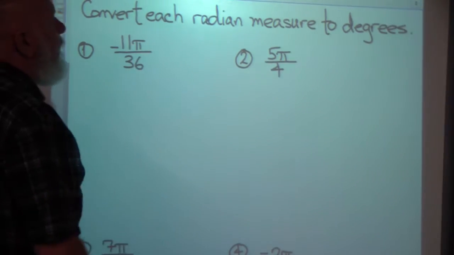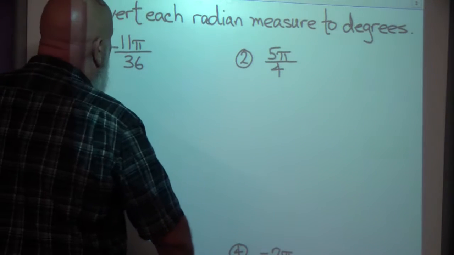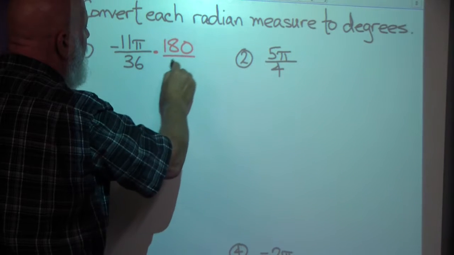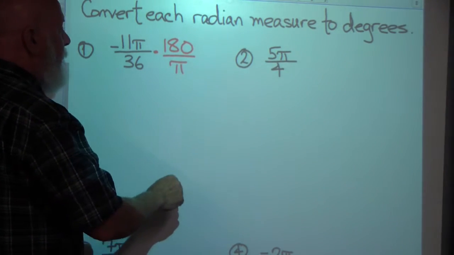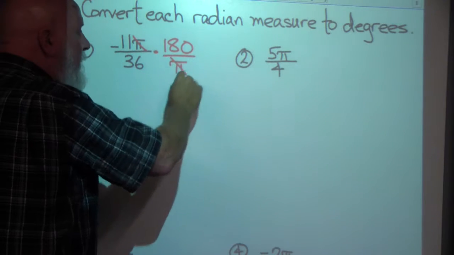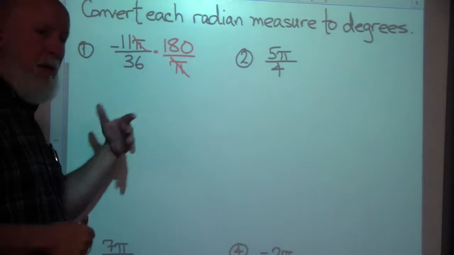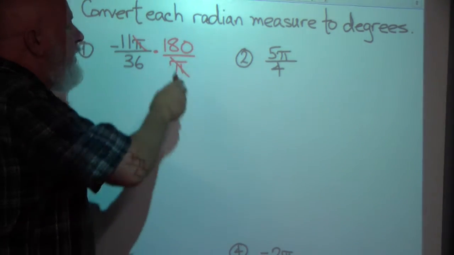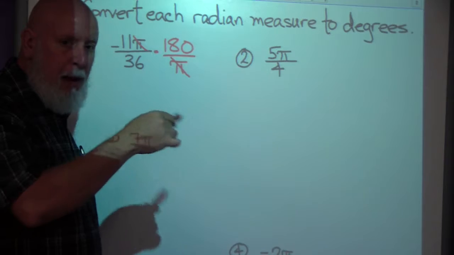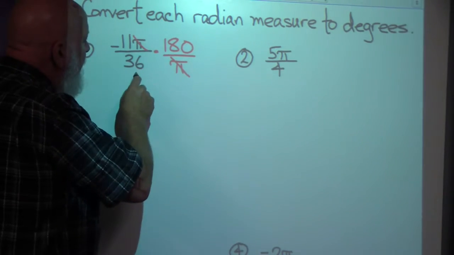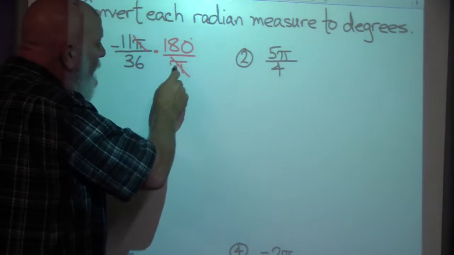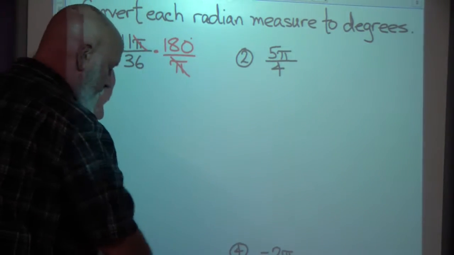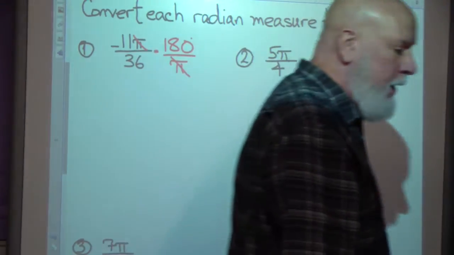Here we go. Convert each radian measure to degrees. So I'm going to multiply by 180 over pi, and I'm going to simplify. Notice that the pi's will cancel. That's how I remember whether to multiply by pi over 180 or 180 over pi. If I'm trying to convert to degrees, I don't want to see a pi in my answer. So if the pi is in the top of the fraction, I multiply by 180 over pi, and the pi's will cancel.